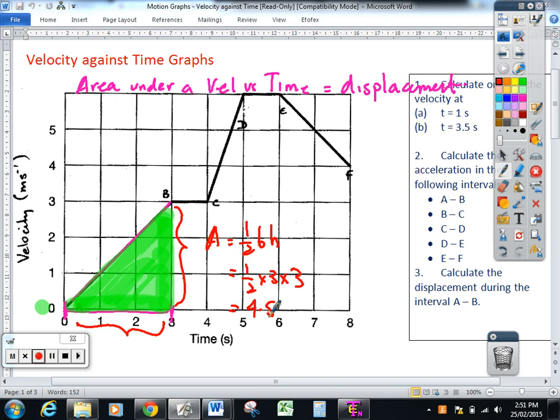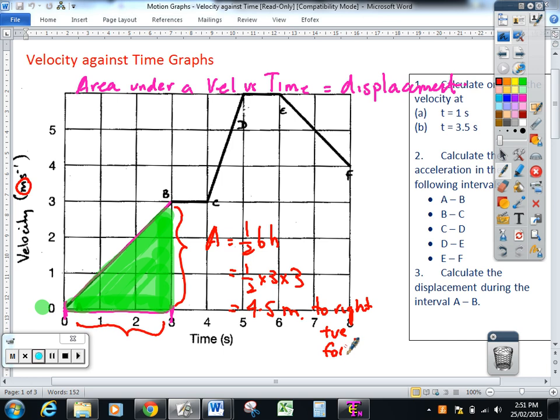It's meters, isn't it? How do I know it's meters, not kilometres? Well, everything's in meters per second. Displacement is meters, isn't it? And it is moving forward, so it's moved. The displacement is 4.5 meters, 4.5 meters forward. To the right, positive, whatever you want to say, forward.